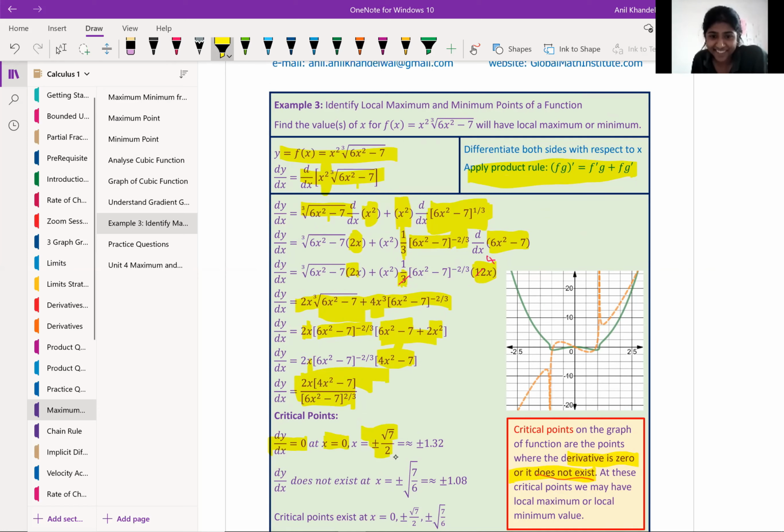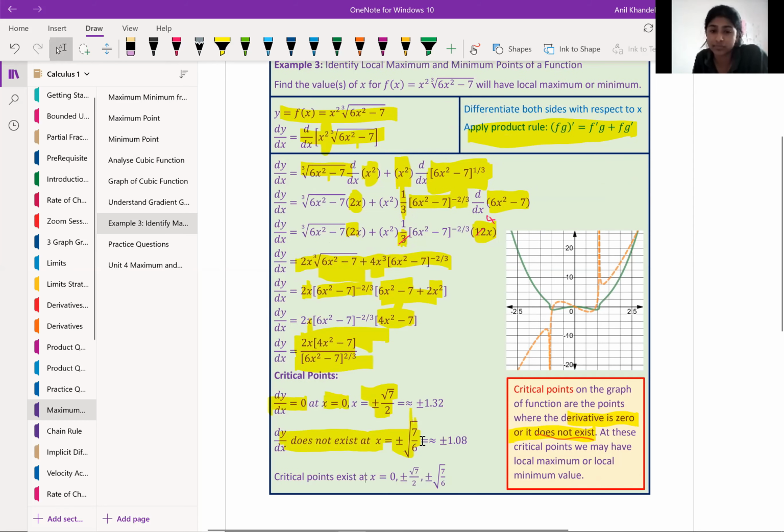Because the other definition is "or it does not exist." So that means you have to make the denominator equal to 0. So you get x equaling plus or minus root 7 over 6. So you get 3 critical points here. Perfect. So these are your 3 critical points, as you can see.